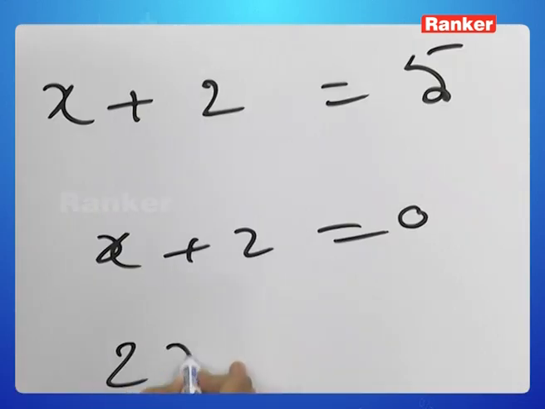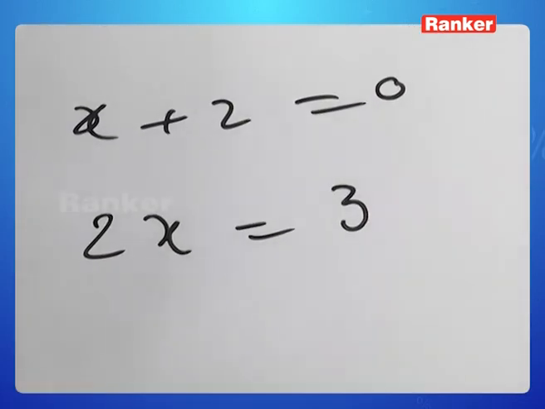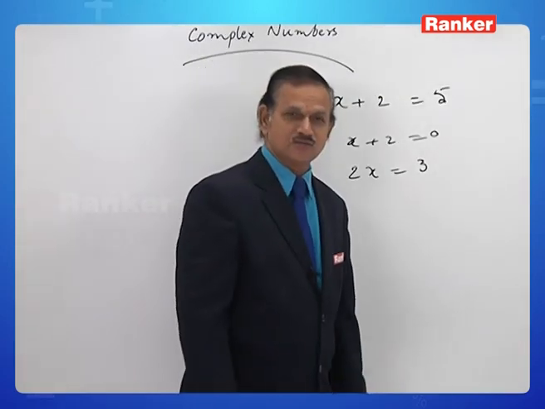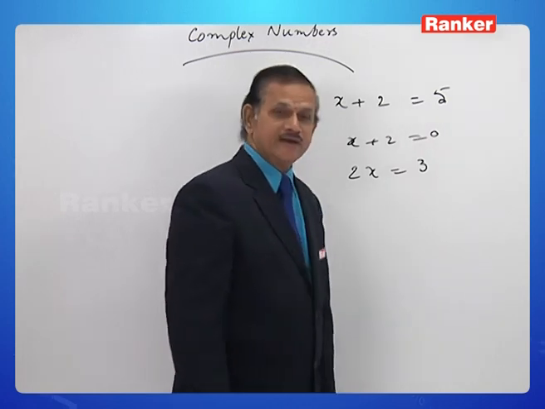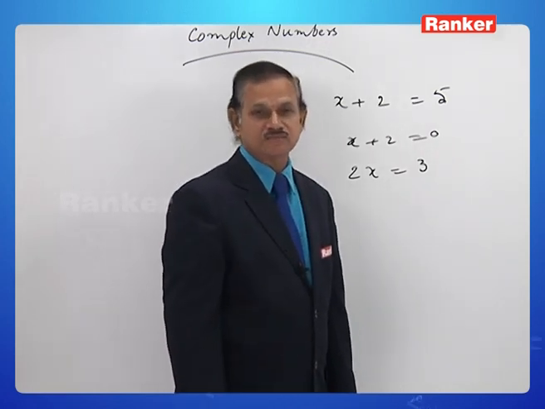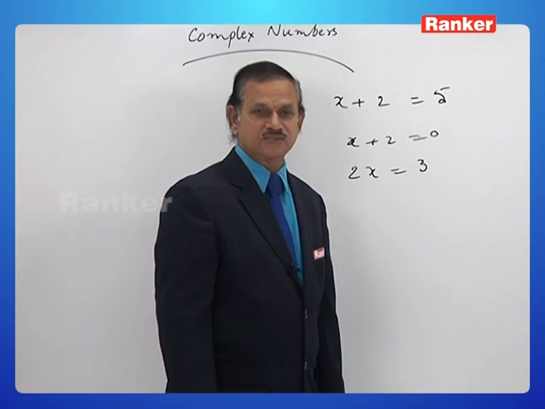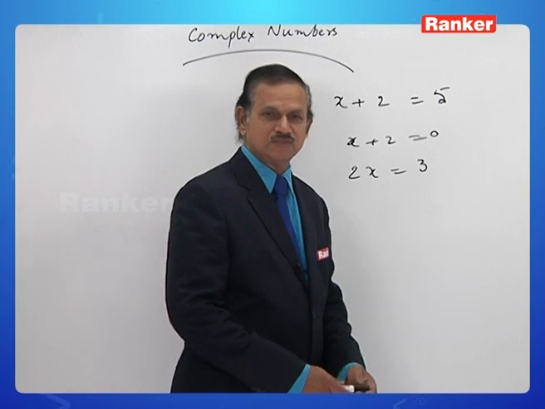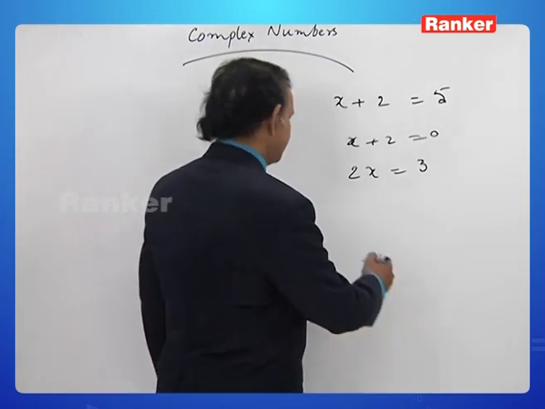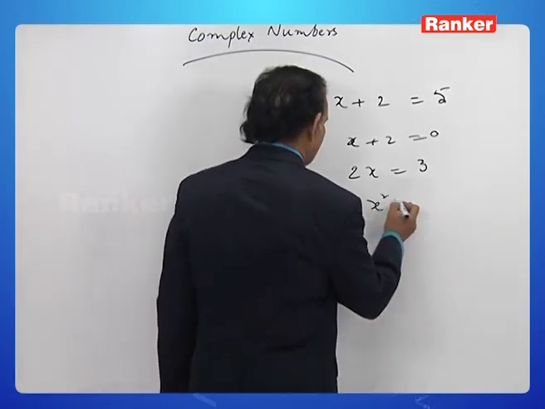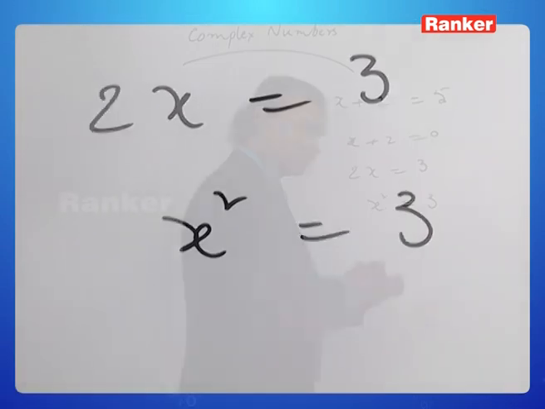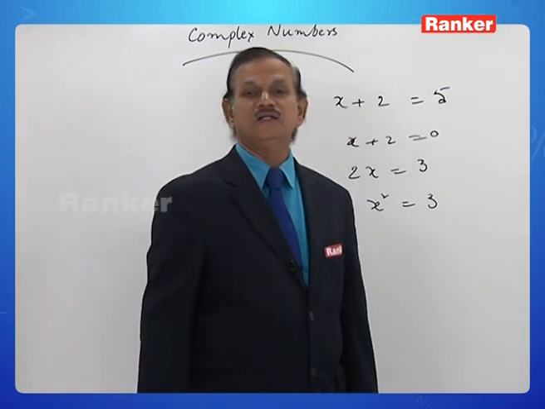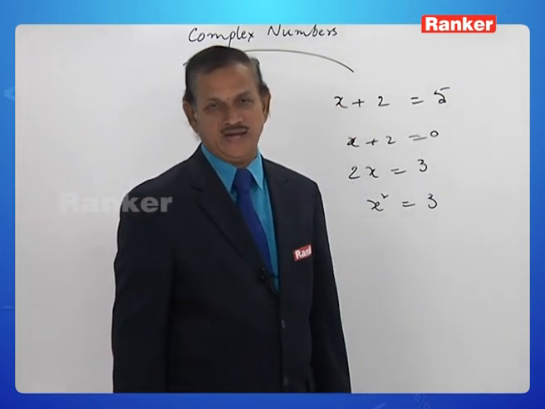Next, to have a solution of the equation 2x is equal to 3, we needed the rational number system. Thereby, the set of integers is extended to the rational number system. And then, to have a solution of an equation say x square is equal to 3, the irrational number system has been identified.